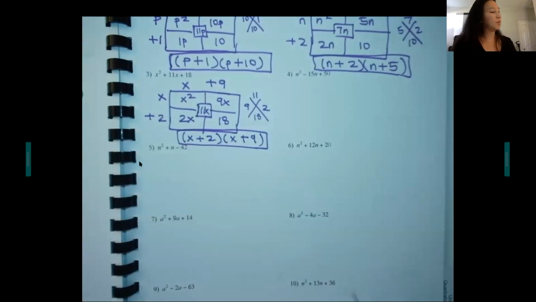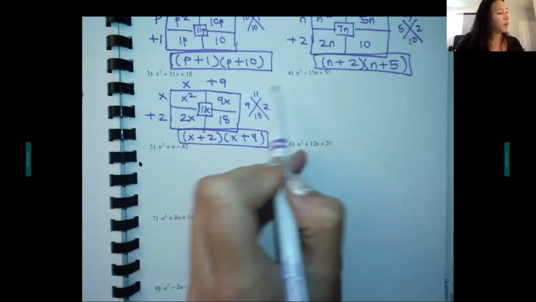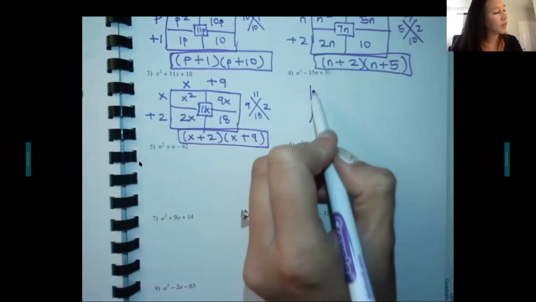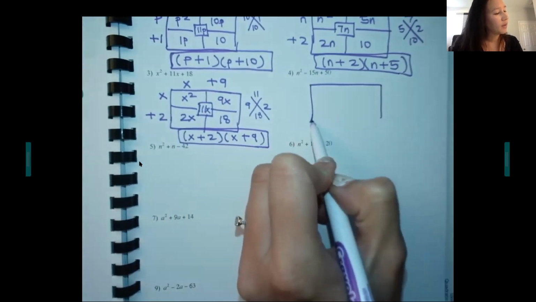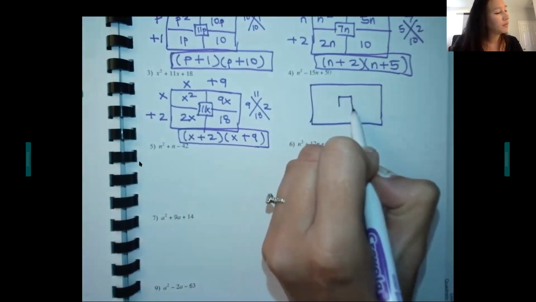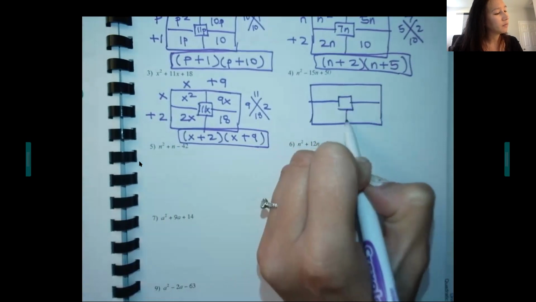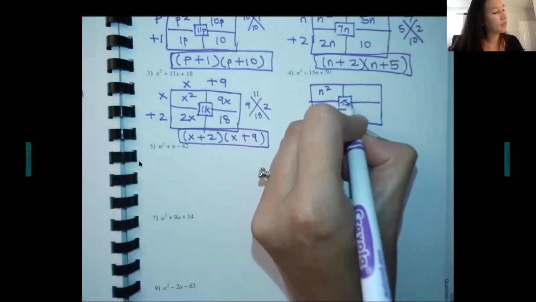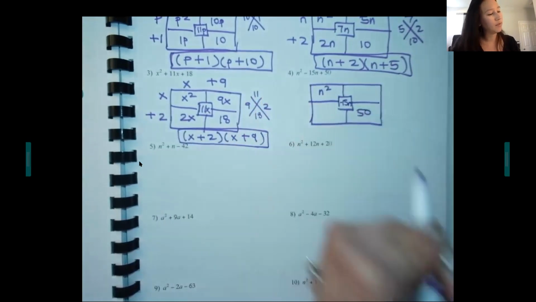Okay, and let's do one more, because the first 3 were all positives. So let's look at when it gets a little bit trickier, when we have a negative. We just have to be a little bit more careful. Still the same steps though. So n squared minus 15n plus 50.